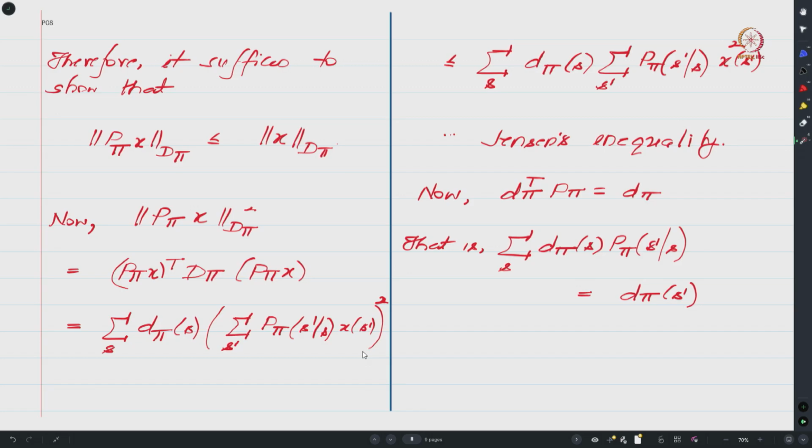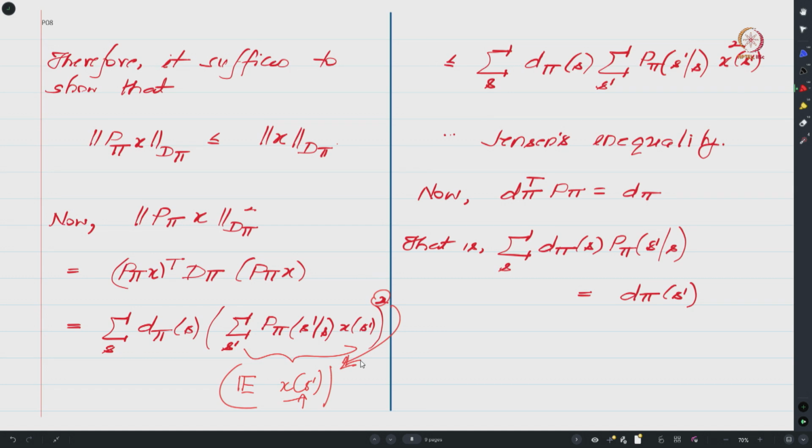Now the next step that we do is a very interesting step and a very powerful step. So observe that we have the sum over s prime of P_pi of s prime given s times x of s prime. Now one can view this as an expectation of your x of s prime, where the quantity that is random is s prime, and the distribution from which your s prime is coming is this distribution that you have over here. So it's like an expectation, and then you have a square over here. Is this okay? So this square is what I have written here, and this expectation I have written here, right.